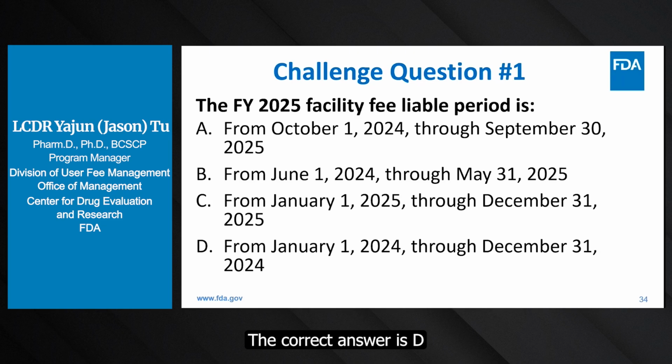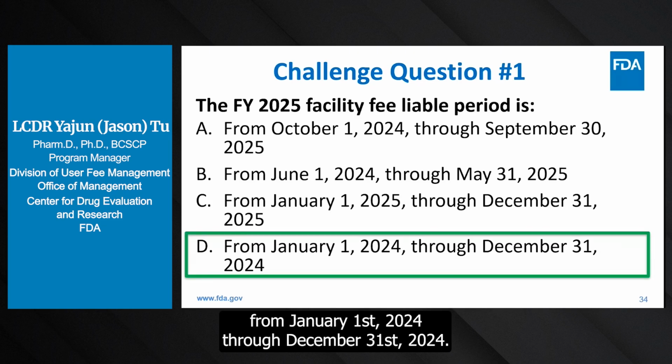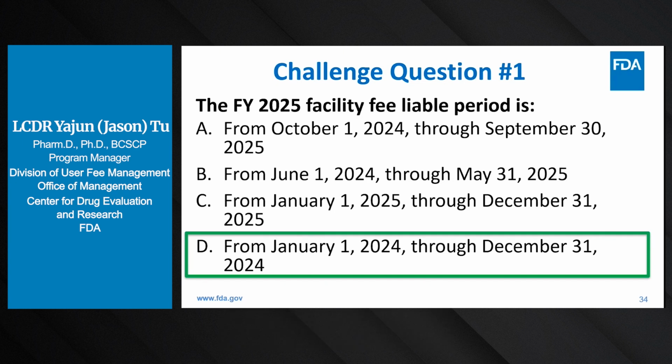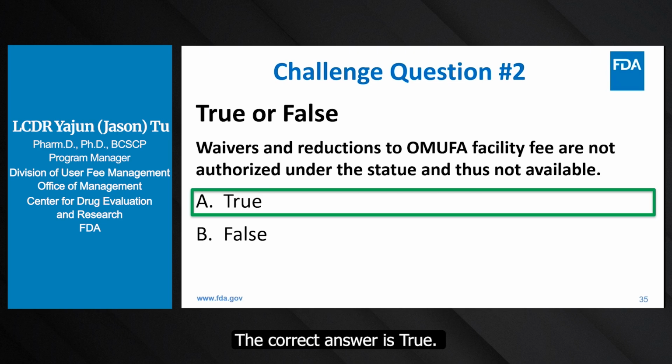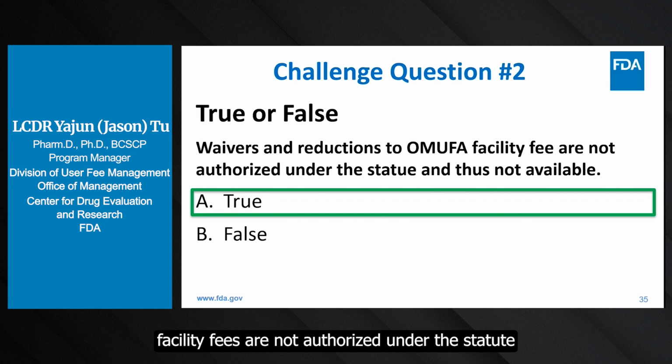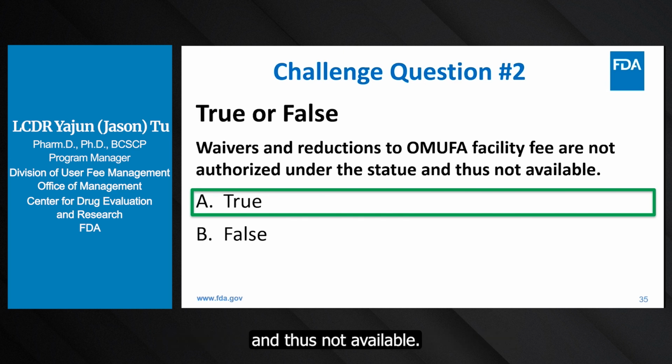The correct answer is D. From January 1st, 2024 through December 31st, 2024. Challenge question number 2. True or false? Waivers and reductions to OMUFA facility fee are not authorized under the statute and thus not available. True or false? The correct answer is true. Waivers and reductions to OMUFA facility fees are not authorized under the statute and thus not available.